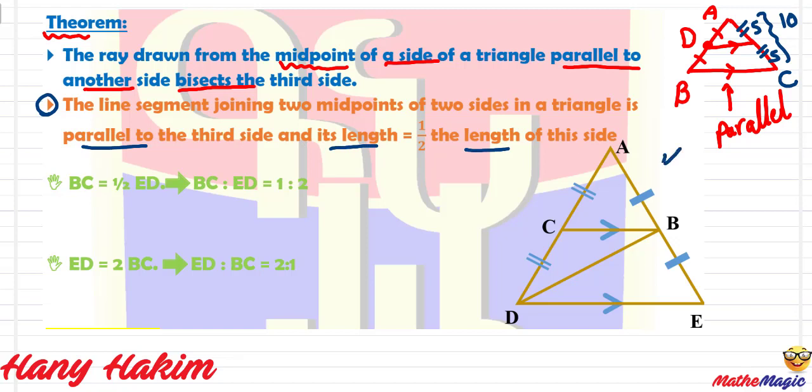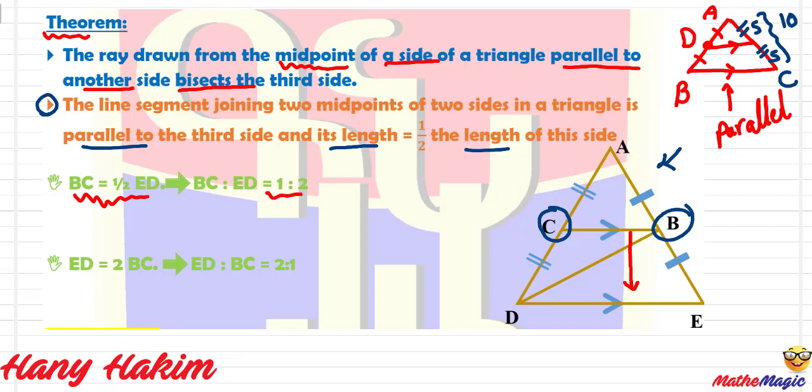For example, in that drawing in your booklet, AED is the triangle, C is the midpoint of the first, B is the midpoint of the second, and I can get BC equals half of its opposite side, which is AD. Or I can write this by another form.